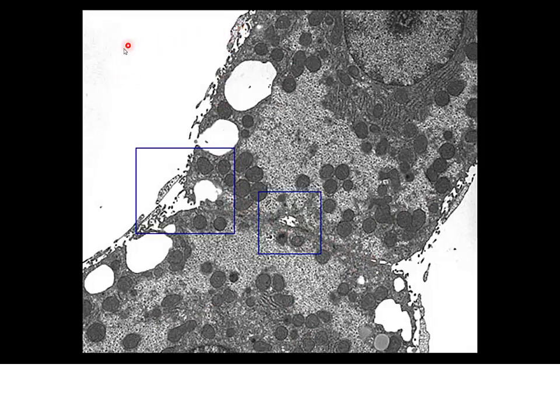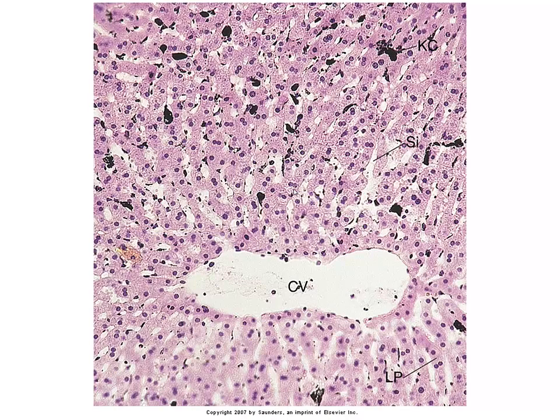Here, adjacent to a sinusoid on both sides, we can see this very discontinuous looking capillary endothelium. We can see our space of Disse, and we can see all these small sections through the microvilli of the hepatocyte reaching into that space of Disse. Here's another view. This has been stained for Kupffer cells, and I think you can see the abundance of these cells that populate any area of the liver tissue.